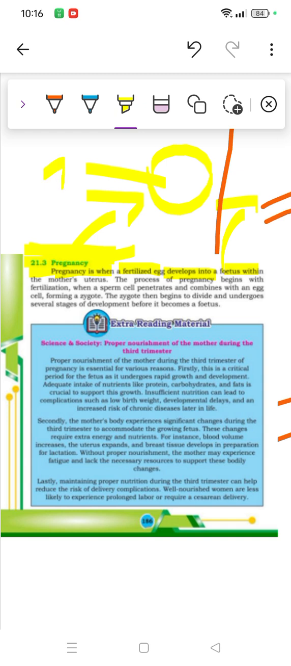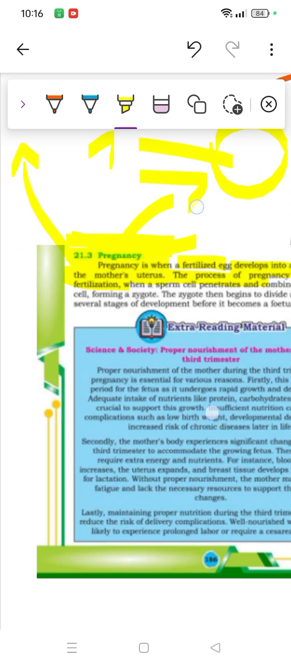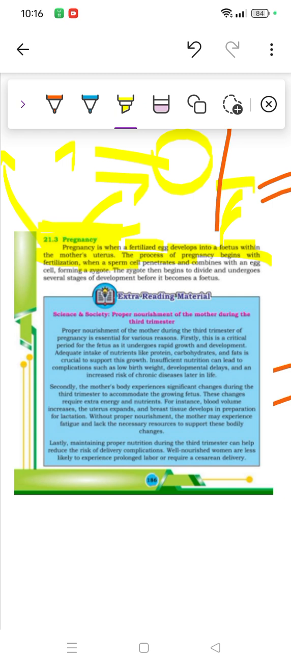It has been formed. So what will it do? It will develop into a fetus within the mother's uterus. It will remain in the uterus for mostly 9 months or 38 to 40 weeks. Then what will happen? The process of pregnancy begins with fertilization. So fertilization of ovum and sperm will take place when a sperm penetrates and combines with an egg cell. So formation of the zygote will occur, as I mentioned.